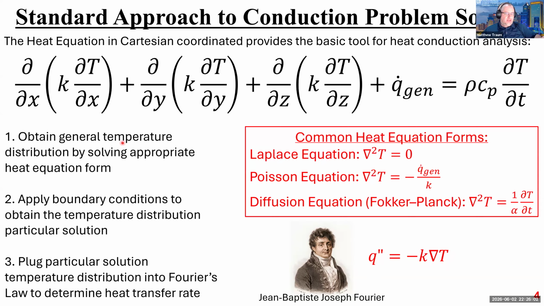So the solution process that I'm going to walk through a couple times, and then everyone's going to get bored, right? So I'm not going to do it more than two or three times. But it follows three process steps. So first, we're going to obtain the general temperature distribution by solving the appropriate form of the heat equation, right? So we're going to take the appropriate form of one of these equations and we're going to solve it for the temperature field.